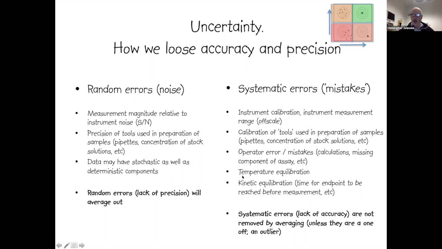A couple of other points, though, is that if we're interested in measuring a property at a particular temperature, then we need to wait for our system to come to that temperature before we make the measurement, because the value of our parameter may change as a function of temperature. Similarly, if we have an equilibrium process, then we may need to wait a certain amount of time to reach the endpoint before we actually make the measurement.